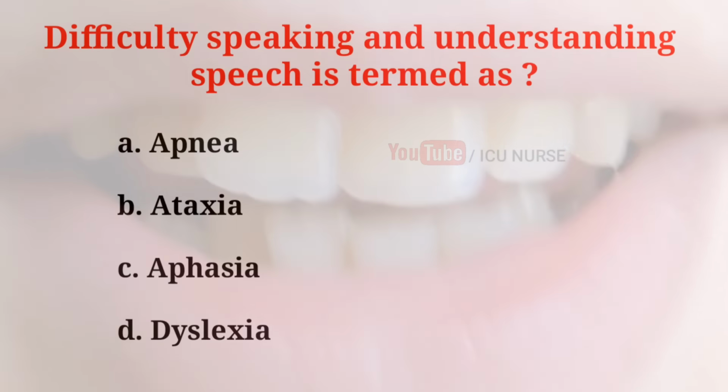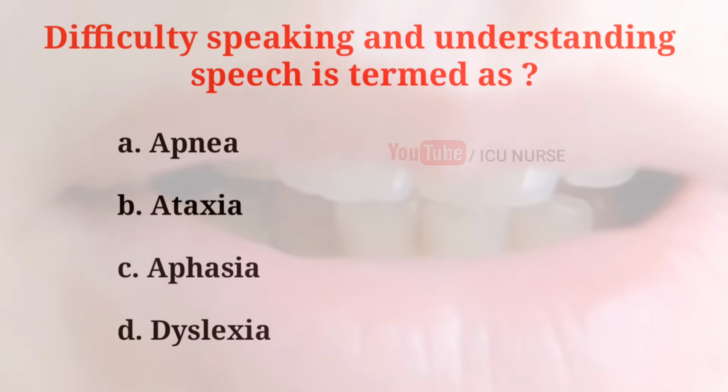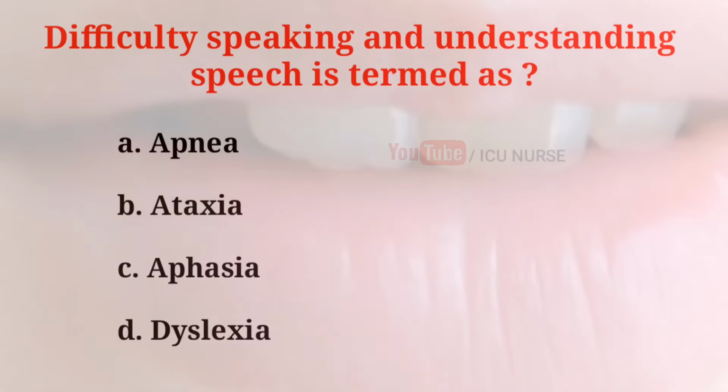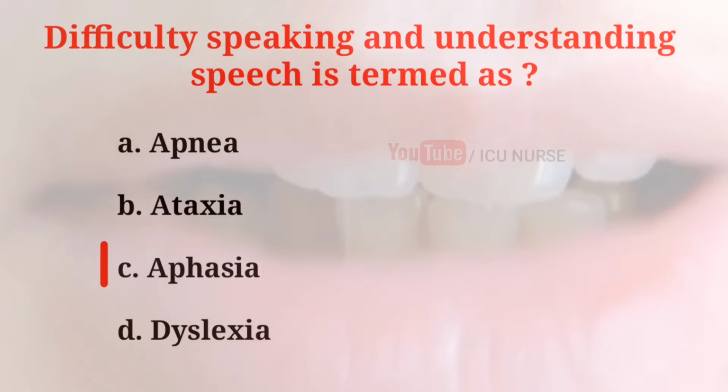Difficulty speaking and understanding speech is termed as A. Apnea, B. Ataxia, C. Aphasia, D. Dyslexia. And the correct answer is C. Aphasia.